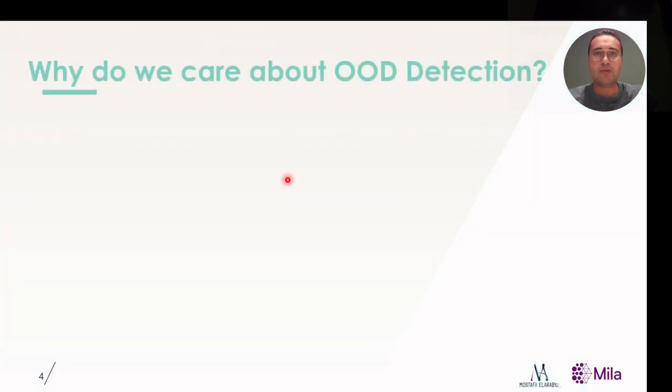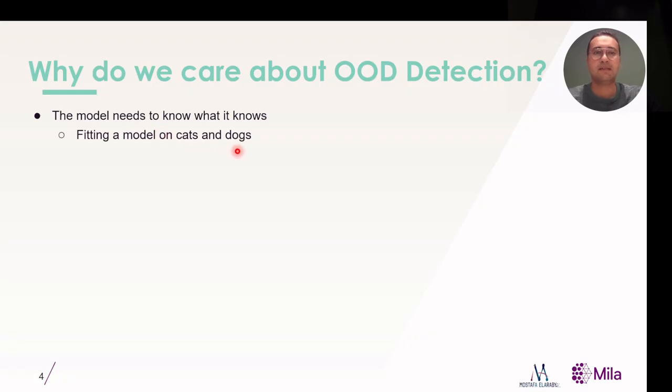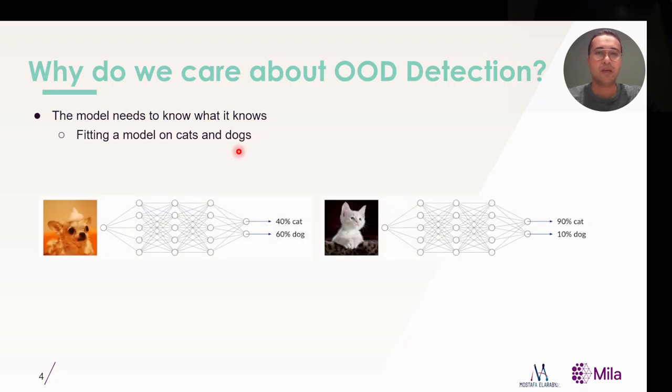So first, why do we care about OOD detection, or what is the problem of out-of-distribution detection? Assume you have a model that has been trained on cats and dogs, and you give it a different image. So the model needs to know its own knowledge. It should be able to say, okay, I don't know what that is.